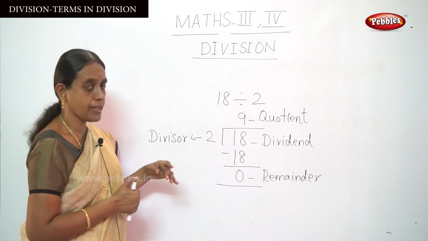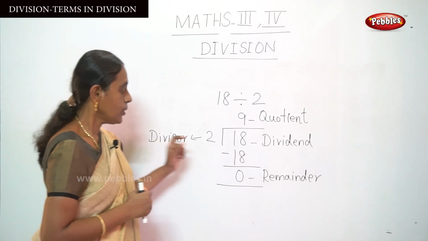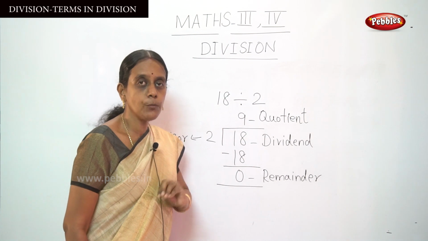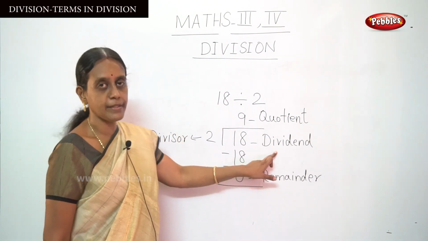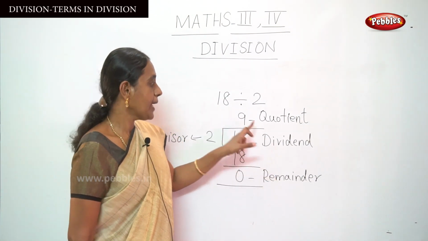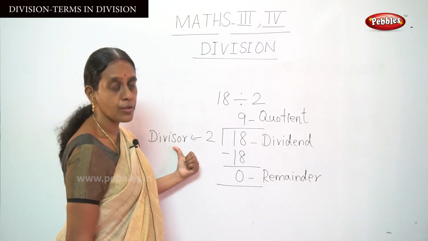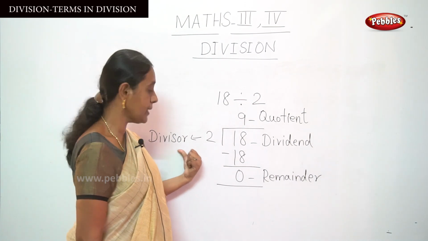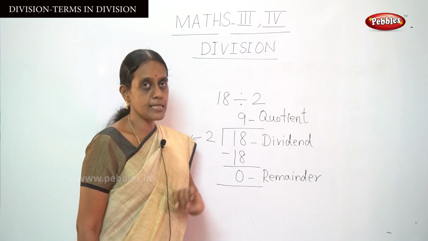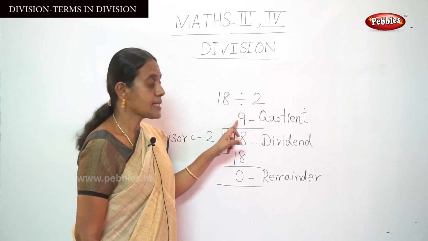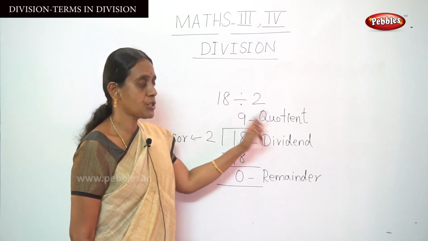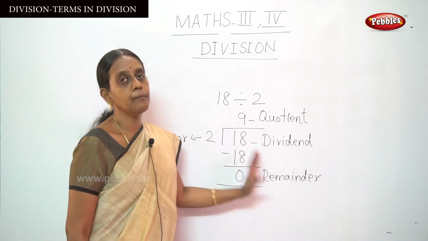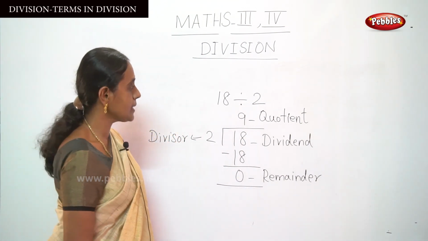So here, do you understand the terms? 18: the number to be divided is called the dividend. And the number by which the dividend is to be divided is called the divisor. And the answer is the quotient, and the leftover number is called the remainder. Do you understand?